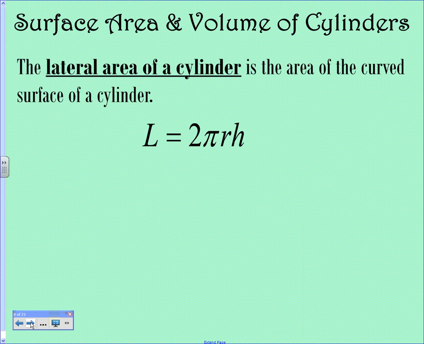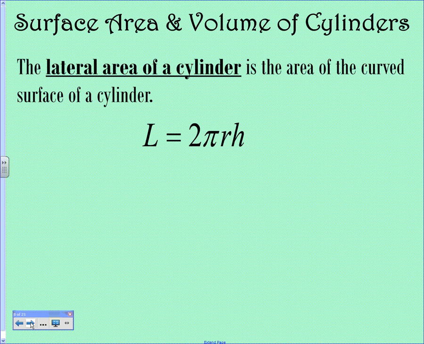Looking at the lateral area of a cylinder, well, what is lateral area? Yeah, the stuff that's not the base. It's only the area of the curved surface of a cylinder. So if you think of like a can of soup, the lateral area is going to be where the label is. And it's found using that formula, 2 pi r h.